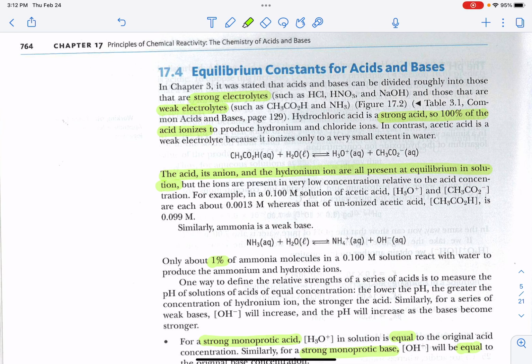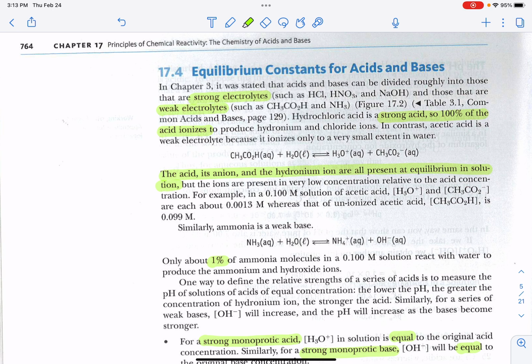This is lesson 2 from chapter 17, and we'll be talking about equilibrium constants. The idea of an equilibrium constant, the molarity of the products divided by the molarity of the reactants, was introduced in chapter 16. Here, we apply that idea to weak acids and weak bases, and then in chapter 18, we will apply it to weakly soluble salts, called Ksps.